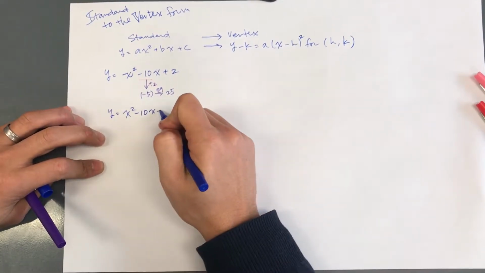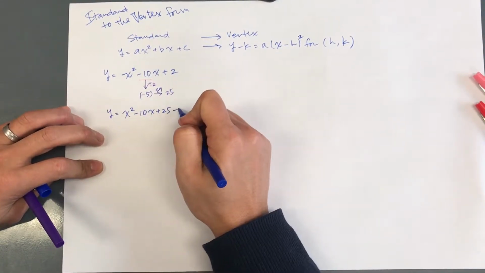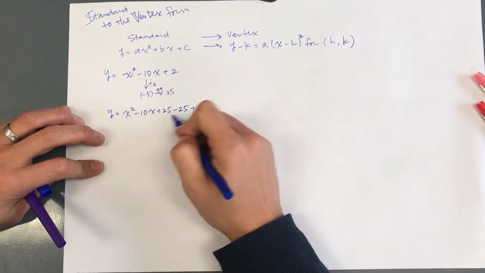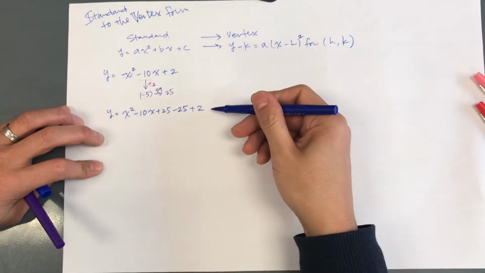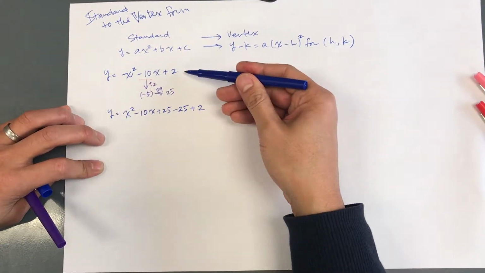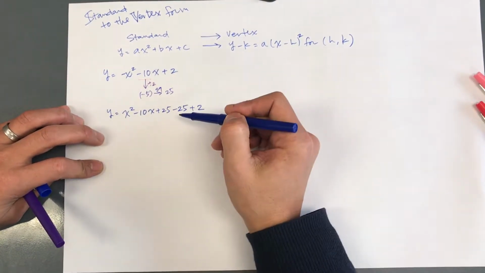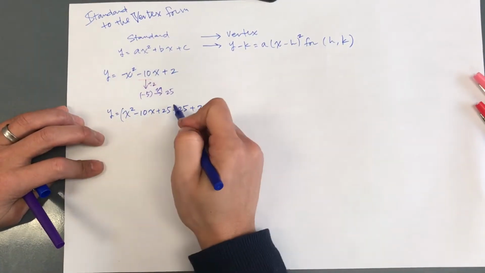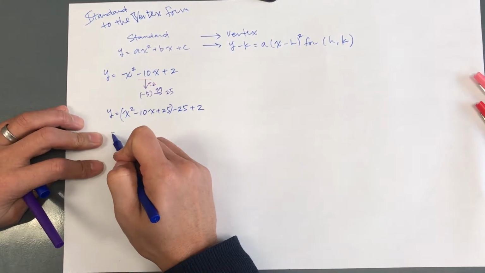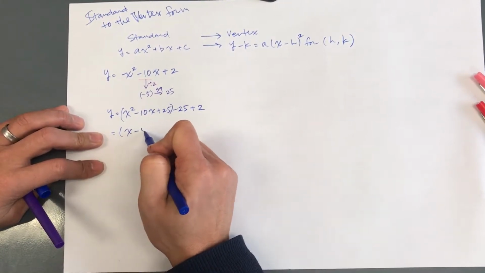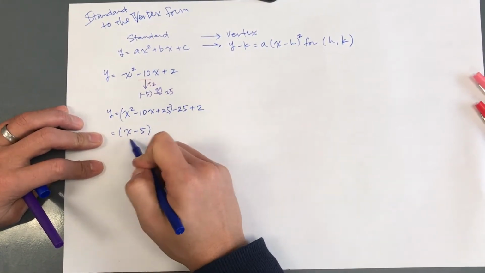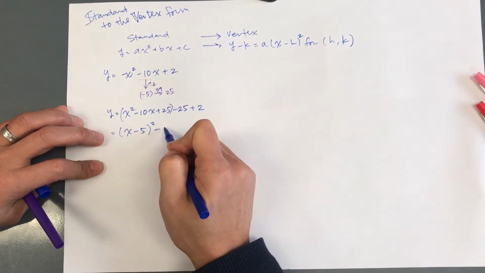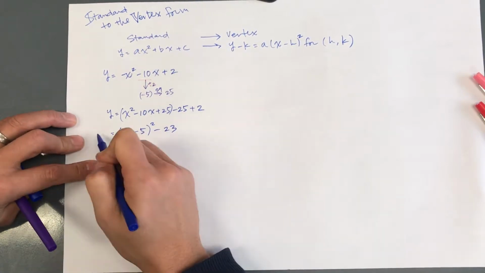I'm going to add 25 here, but at the same time we're going to subtract it so that we keep the equation original, because this is just 0. So this equation and this equation are exactly the same. If I just added 25, that would be different from the original. Now this is a perfect square polynomial, so we can simplify it to x minus 5 to the second power. Now we have 23 minus 23 here.